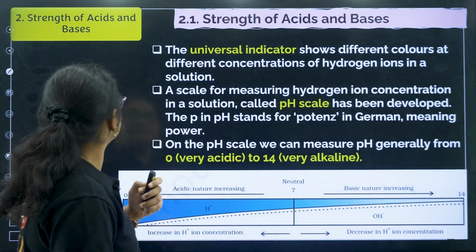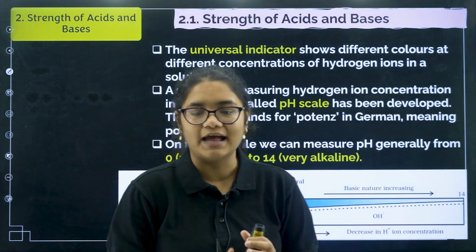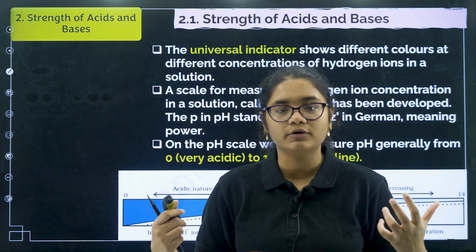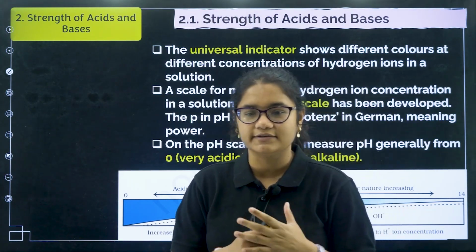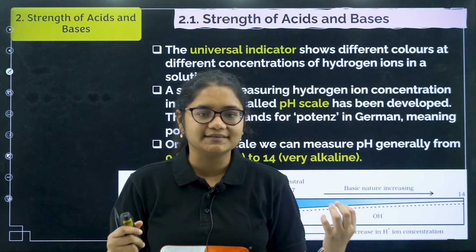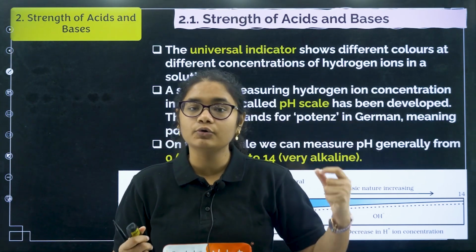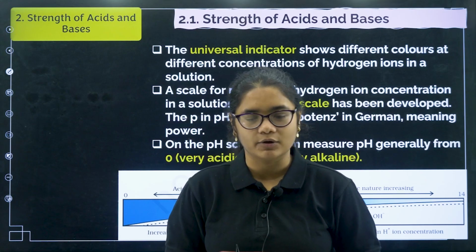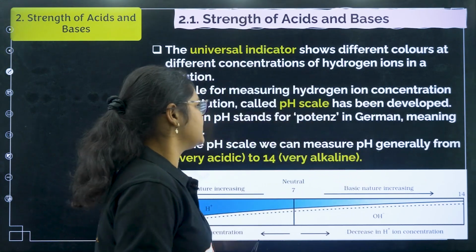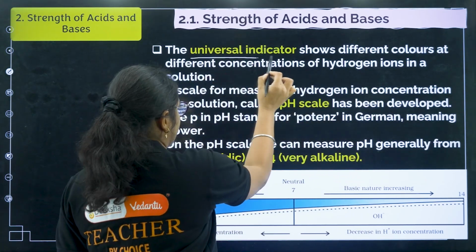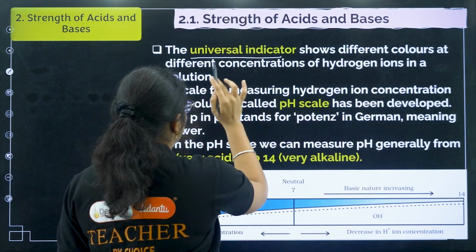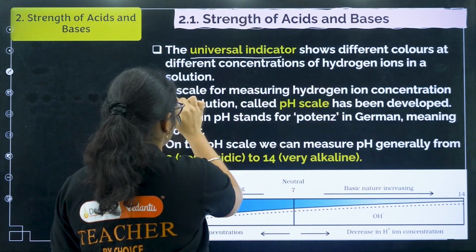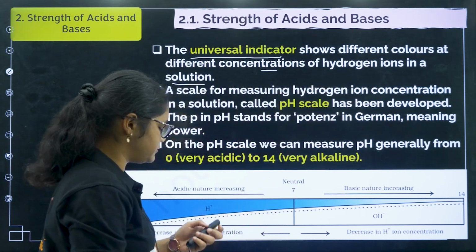Now we will go to the next thing, that is strength of an acid or a base. How to tell whether this is a very strong acid, strong base, weak base, what can be used to measure the strength of an acid? That is very important here. Now see, the universal indicator shows different colors at different concentrations of hydrogen ion in a solution.